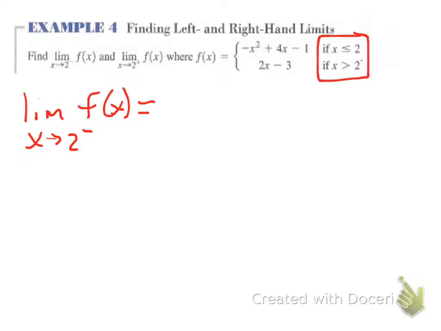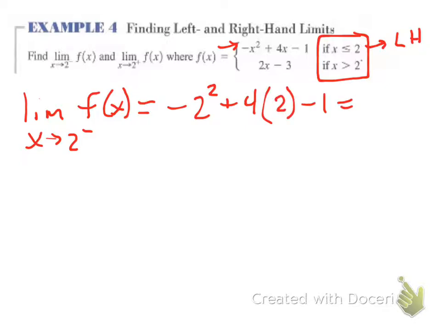Now, as x approaches 2 from the left, that means we're coming from values less than 2 up to 2. So this would be my left-hand limit. So as x approaches 2, I plug 2 into this piece right here. So that is -4 plus 8 is 4, minus 1 is 3. So that's the left-hand limit.